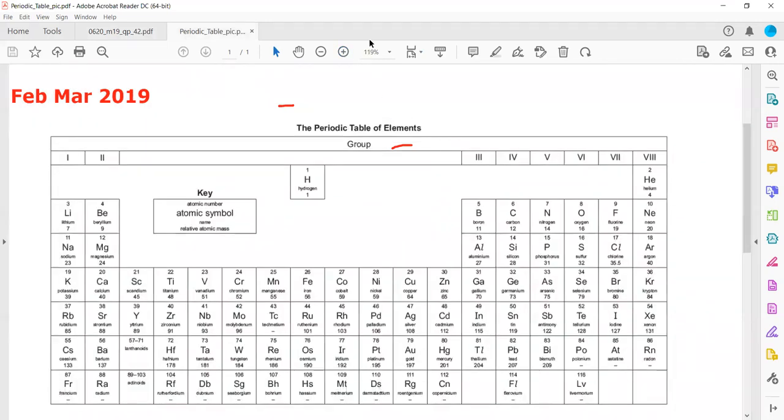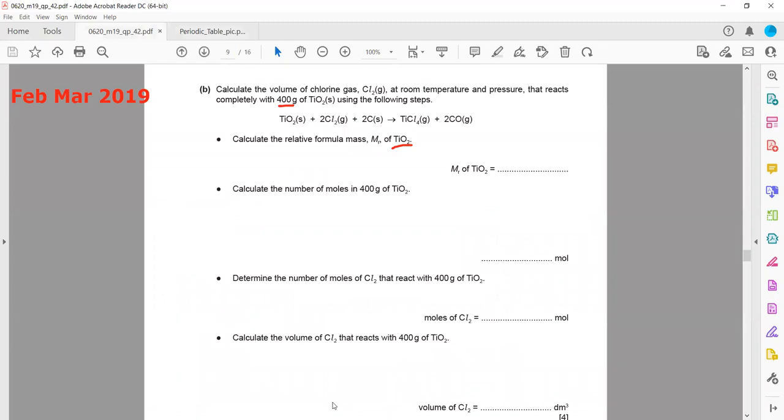So titanium is a transition element. What is the mass of titanium? It is 48. And what about the mass of oxygen? It is 16. So to get the relative molecular mass of titanium oxide, which is TiO2, titanium is 48 plus oxygen, 16 multiplied by 2. Why 2? Because there are two oxygen atoms. So 16 multiplied by 2 is 32, and 32 plus 48, the sum will be equal to 80. So the relative formula mass of titanium oxide is 80.